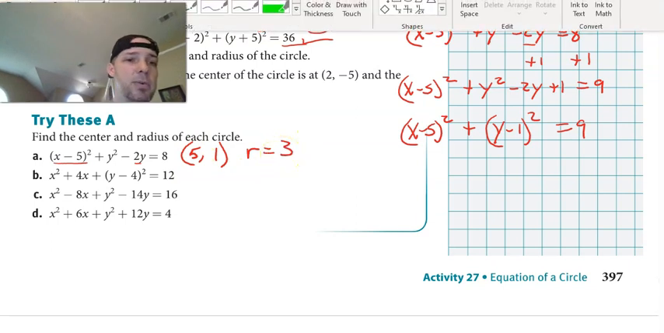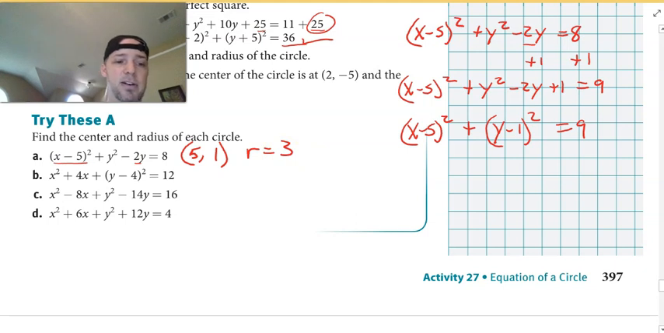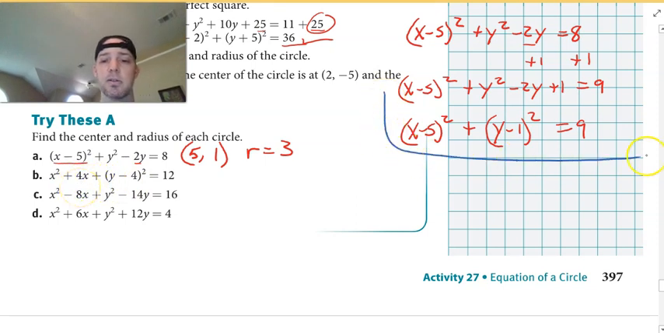I'll leave that one up there while we try the next one. I'll just do this one in a different color. On this one, it looks like my y values are good to go, but my x's, I need to complete the square. So let's go ahead and do that.